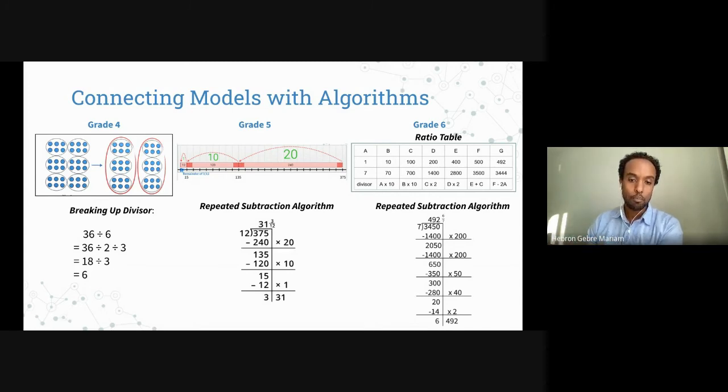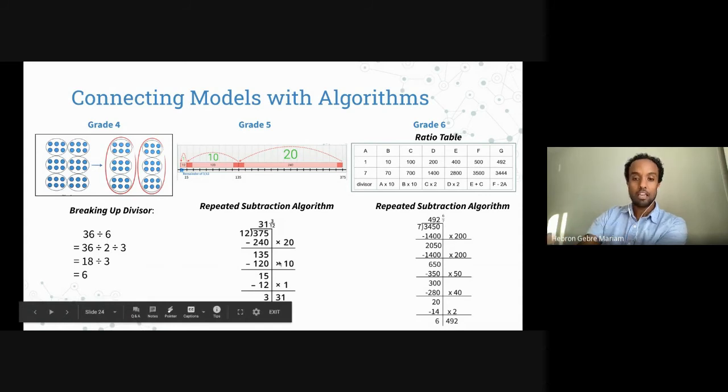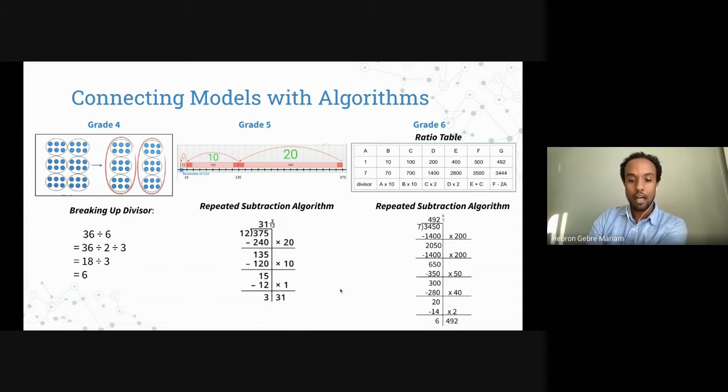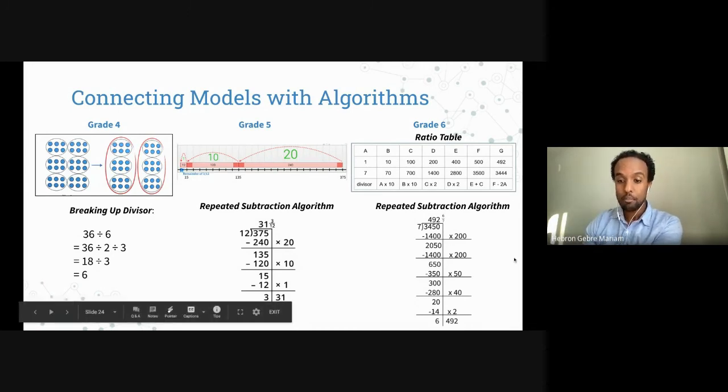And you see that in the repeated subtraction algorithm there, that what was done in a number line can be done as well in that algorithm, where we're taking groups of 20, 10, 1, and then having the remainder of 3 out of 12. In the ratio table, you can see the same repeated subtraction algorithm shown numerically. That's also shown in the ratio table.